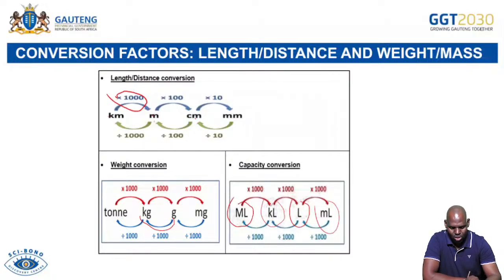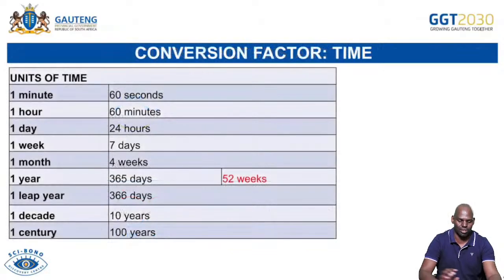So for megaliter to kiloliter, we multiply by 1,000, and from a kiloliter to a liter, we multiply by 1,000. From a liter to a milliliter, we multiply by 1,000, and then the other way around, it's division. This is what you need to know as well, boys and girls.